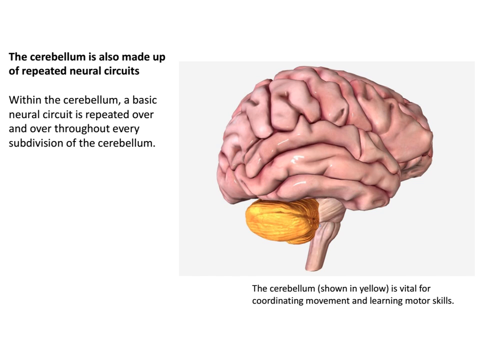Just as the cerebral cortex has repeated anatomical units in these mini columns, and the spinal cord has repeated anatomical units in the segments, the cerebellum is also made up of repeated neural circuits. The cerebellum is vital for coordinating movement and learning motor skills. It's a part of the brain that lies here below the cerebral cortex and behind the brain stem. If you look at the cerebellum in detail anatomically, you'll find that it has these repeated neural circuits.